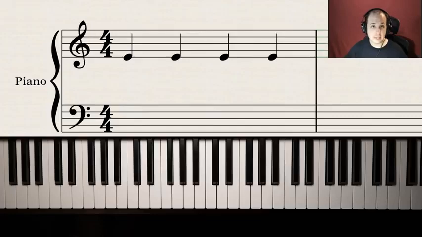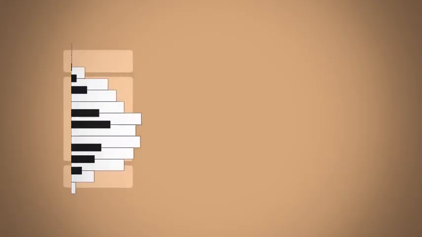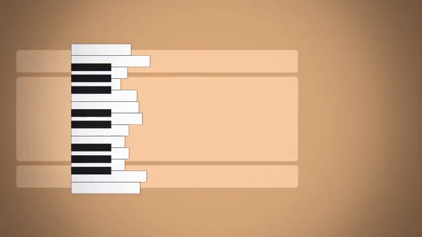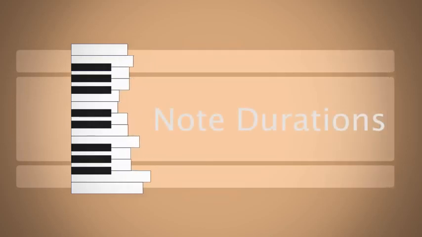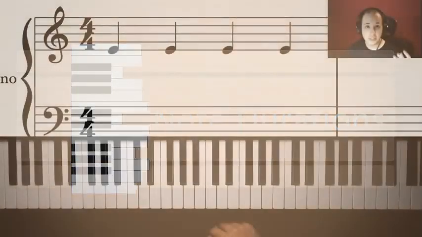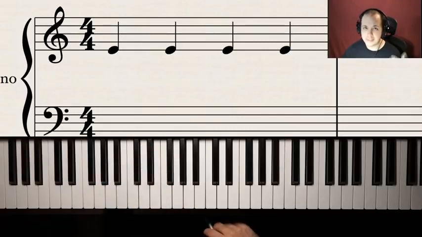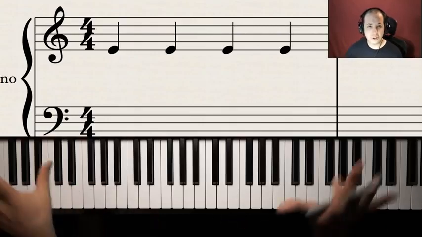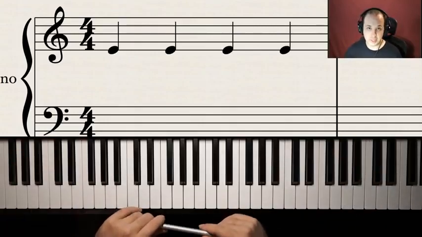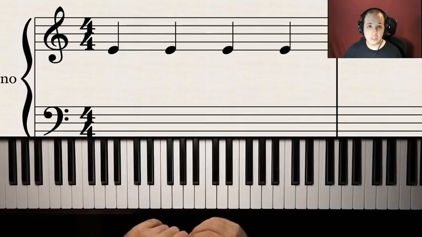Let's move on to the next topic. Now we're going to talk about note durations. A note duration, very simply, is how long you're going to be playing the note for. So here I have 4 quarter notes written out. So things like quarter notes, half notes, whole notes, dotted half notes, eighth notes, these are all what we call note durations, and they tell you how long to play the notes.